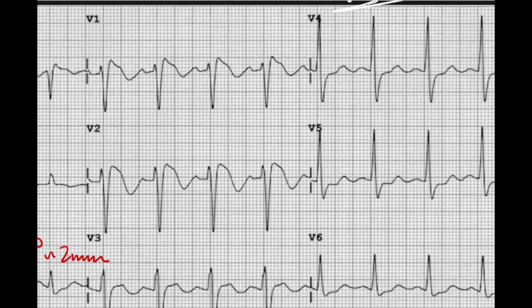Going up to V1, we have biphasic P waves, tiny R waves, S wave, and then we seem to have 2 millimeters of ST elevation, and maybe even redraw our baseline. So down up, biphasic T. So 2 millimeters of elevation there.